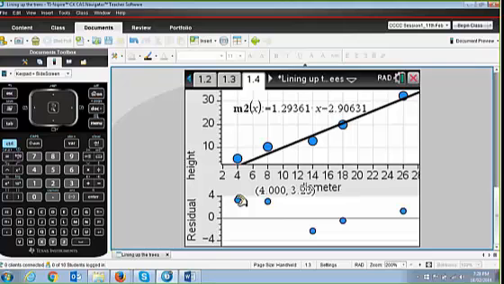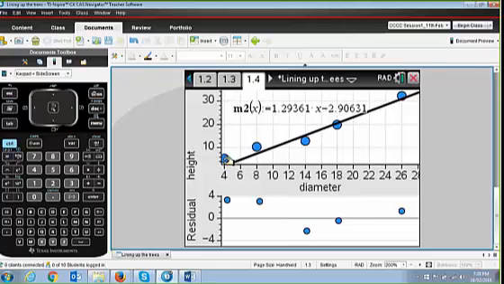Notice this point here. Its coordinates are 4, 3.23. The 4 relates to the fact that this point, which it's related to, also has a first coordinate or a diameter of 4 centimeters for that tree. But the 3.23 refers to the fact that that point is 3.23 units above its corresponding point on that black line. Now, in this particular view, we can't actually see the black line. I could adjust the axes if I wanted to.